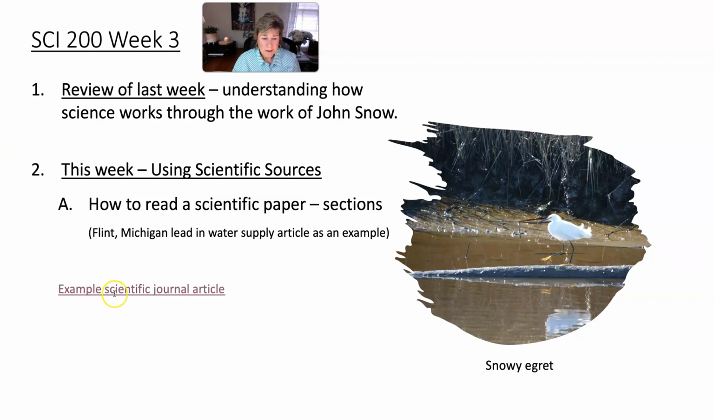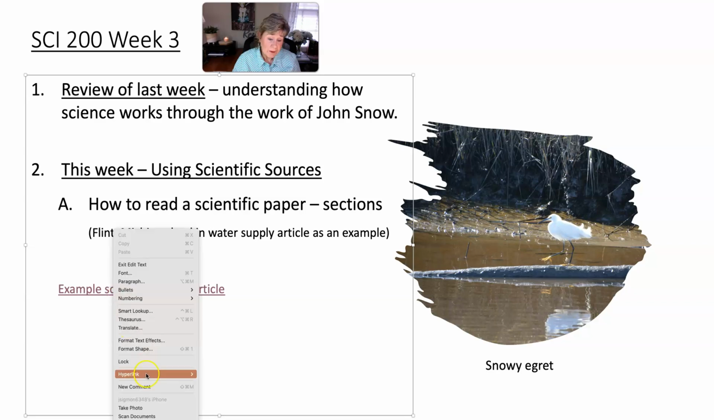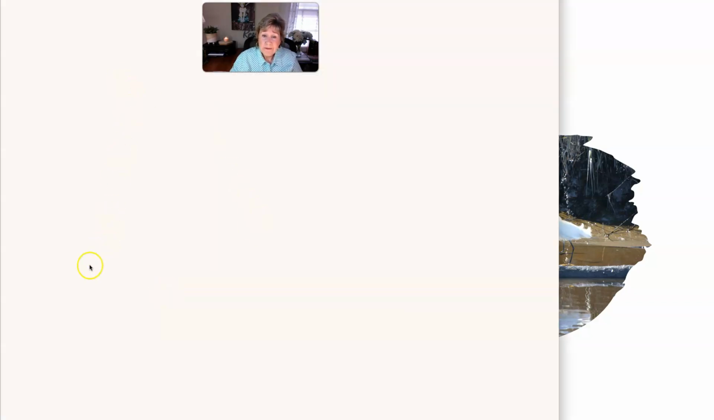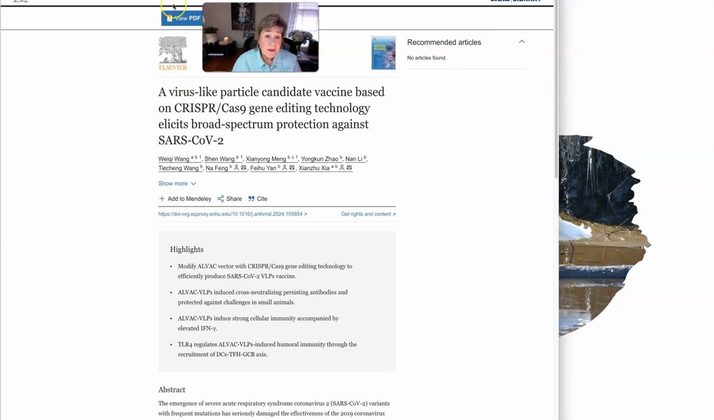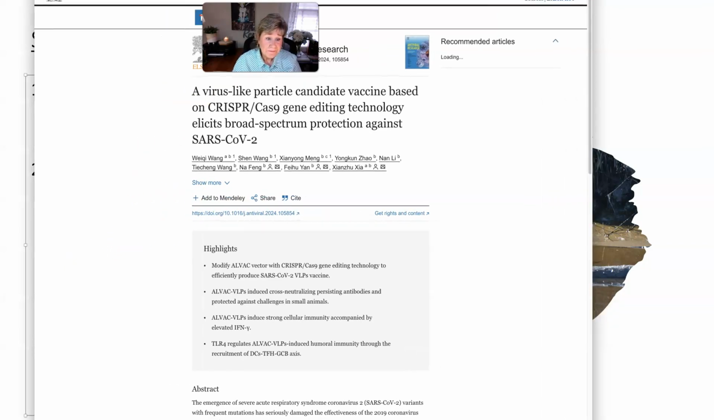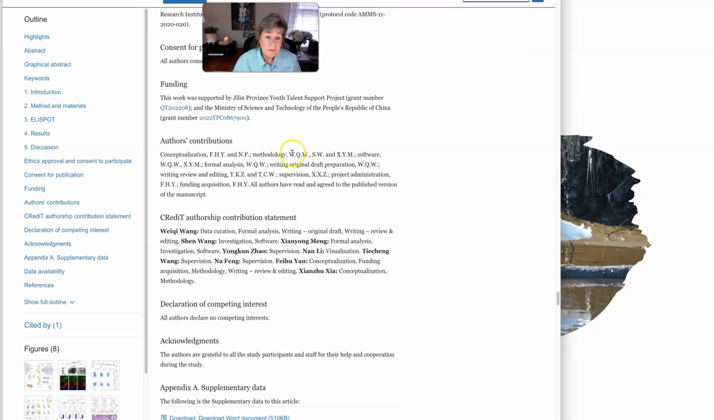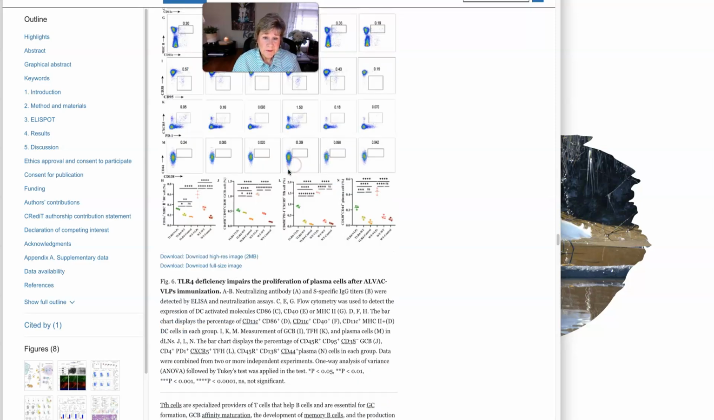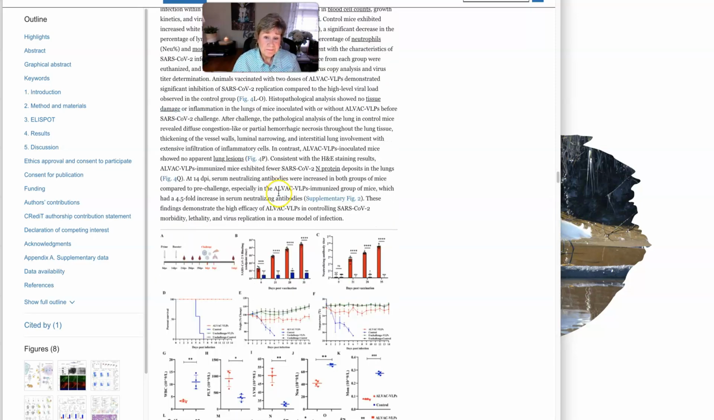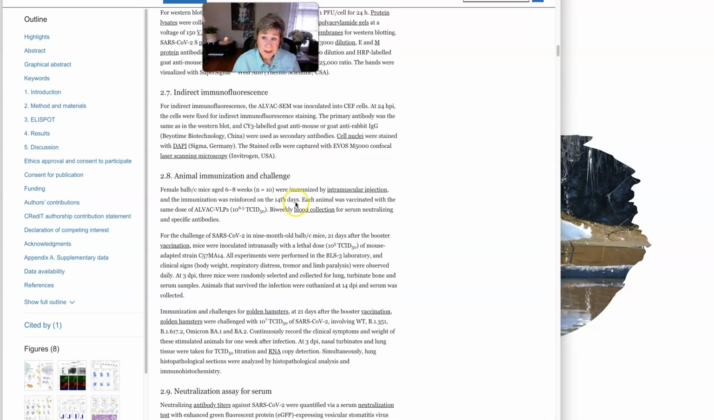Now give me a second to pull this up because I have to open a hyperlink. I don't know why I can't figure this out any better. So anyway, there it comes. Okay, oops, better scroll back down. I'm coming to the top.